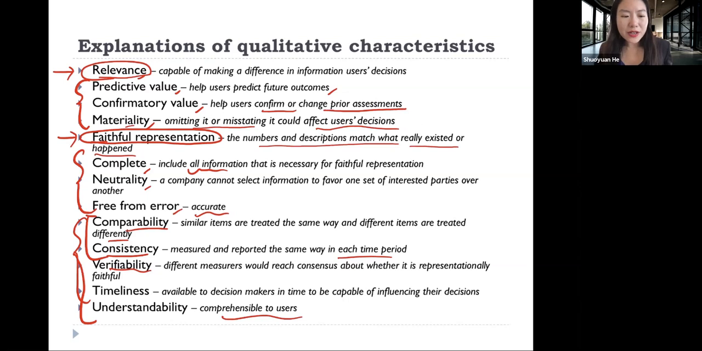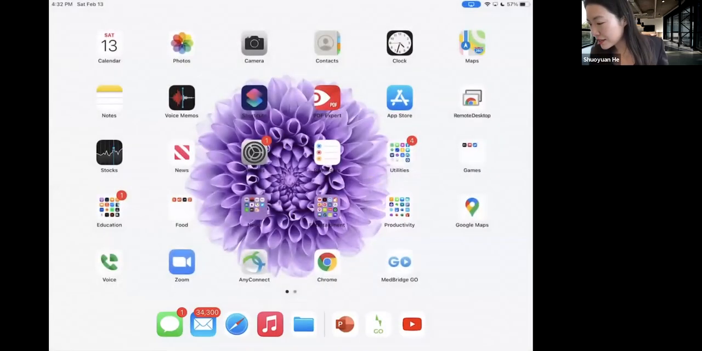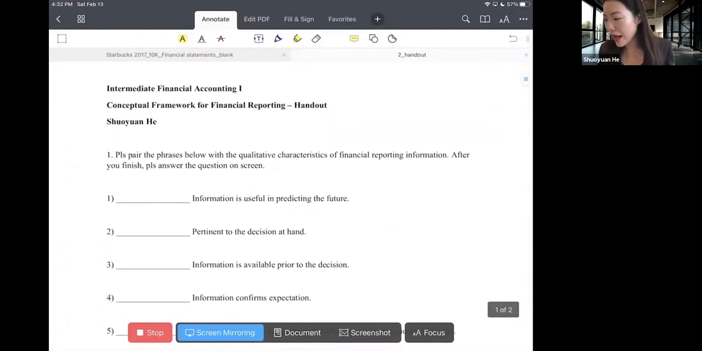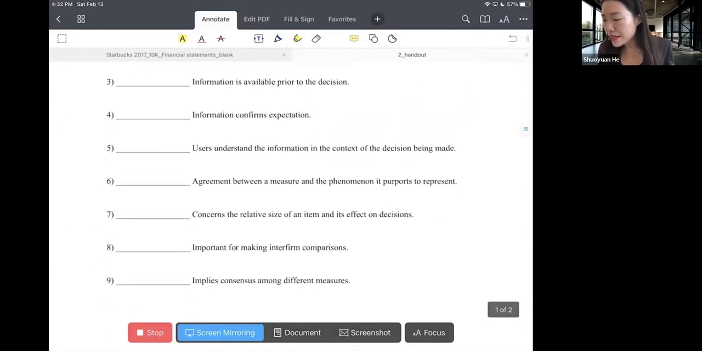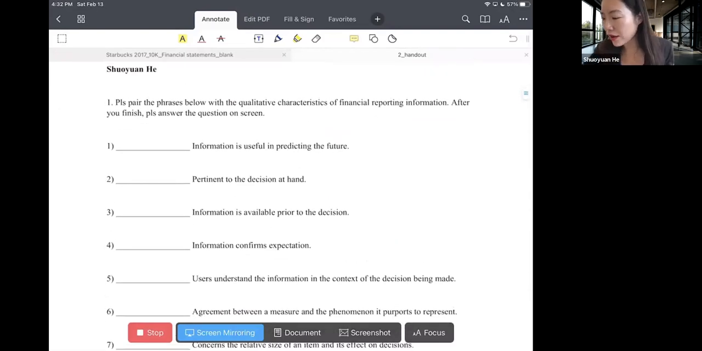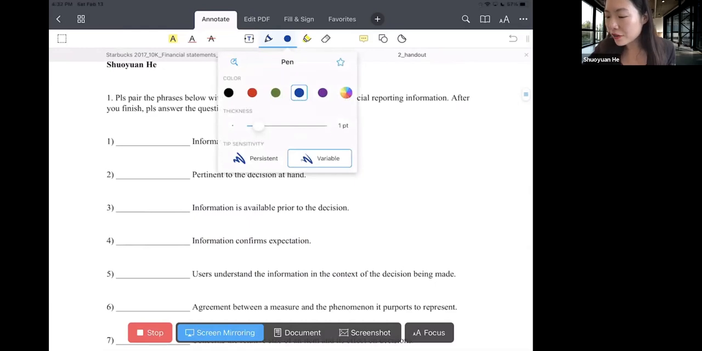And then let's look at an exercise. If you go on the island, you should see a handout. Please take 5 minutes and try to finish the first question on this handout. You can pause your video for now.